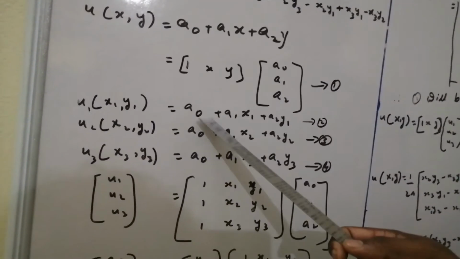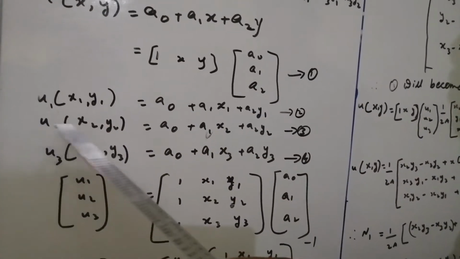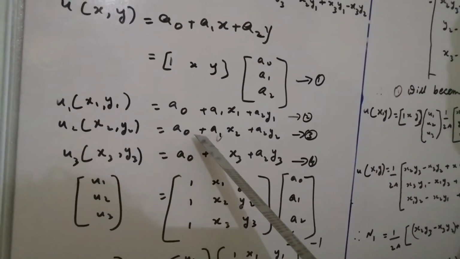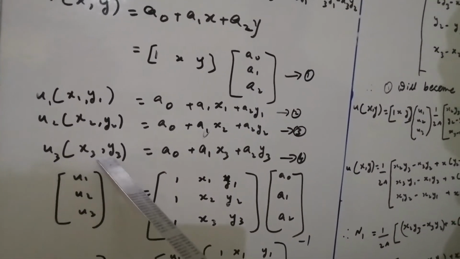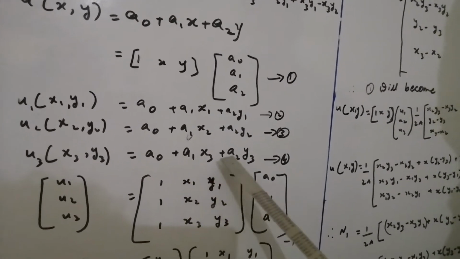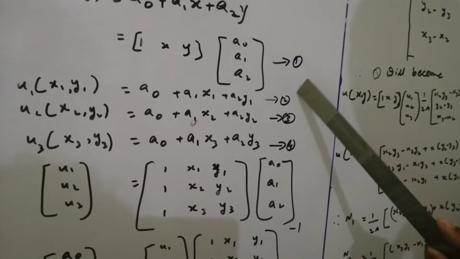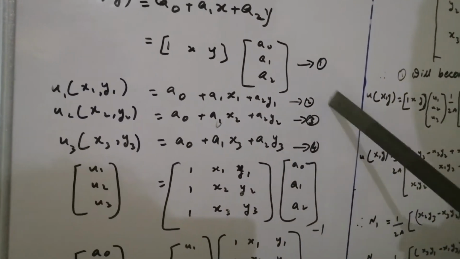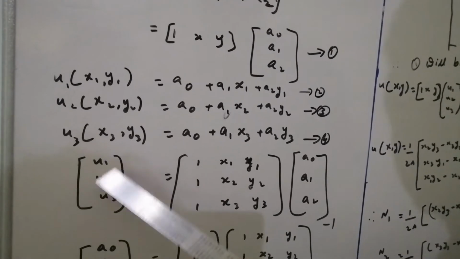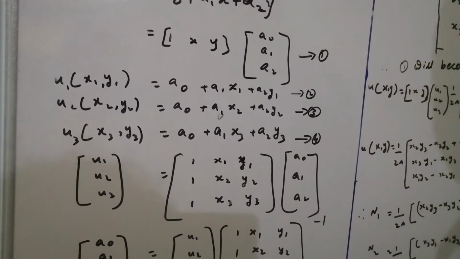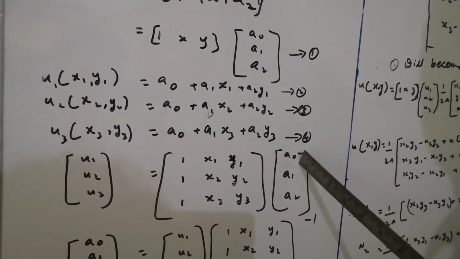So for the first node, u1 at x1 y1 equals a0 plus a1 x1 plus a2 y1, and for node 2, u2 at x2 y2 equals a0 plus a1 x2 plus a2 y2, and for node 3, u3 at x3 y3 equals a0 plus a1 x3 plus a2 y3. And we are combining these three node equations and writing them in matrix form. So u1 u2 u3 equals the matrix 1 x1 y1, 1 x2 y2, 1 x3 y3 into a0 a1 a2.